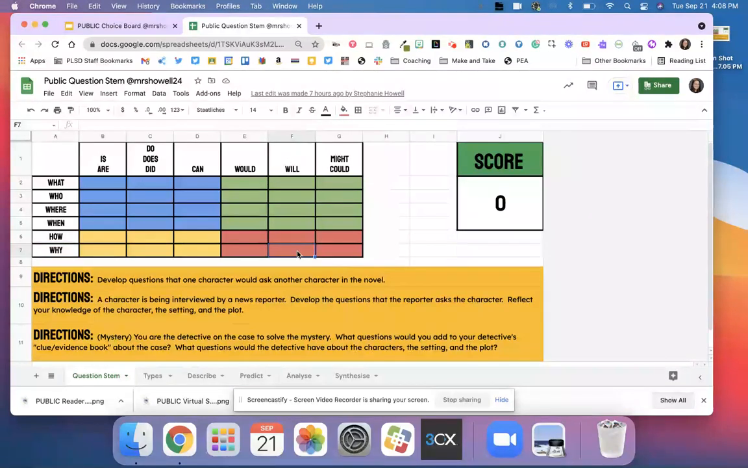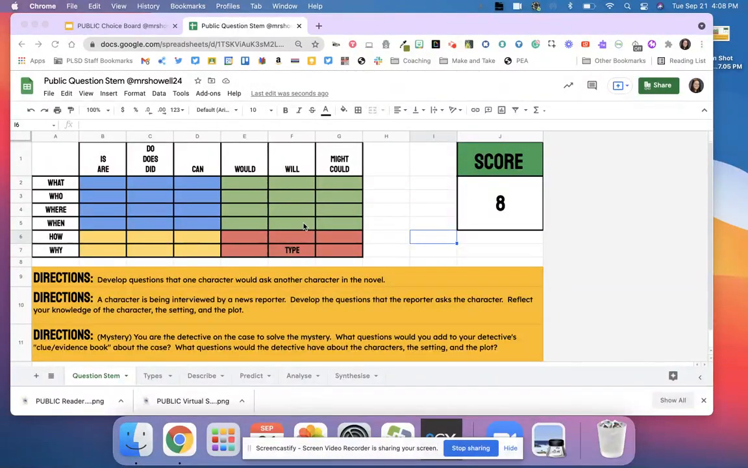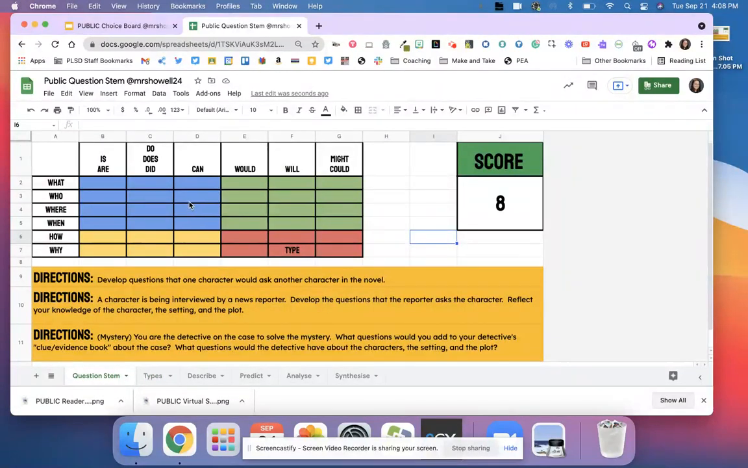And then the students can type their answers right here. Once they type, they get points. Now they get different points based on how they ask the questions. So the harder questions are over here because they're working on different types of questions. Describing would be an easier type of question compared to maybe a prediction or an analyze. So again, students are asking different questions.